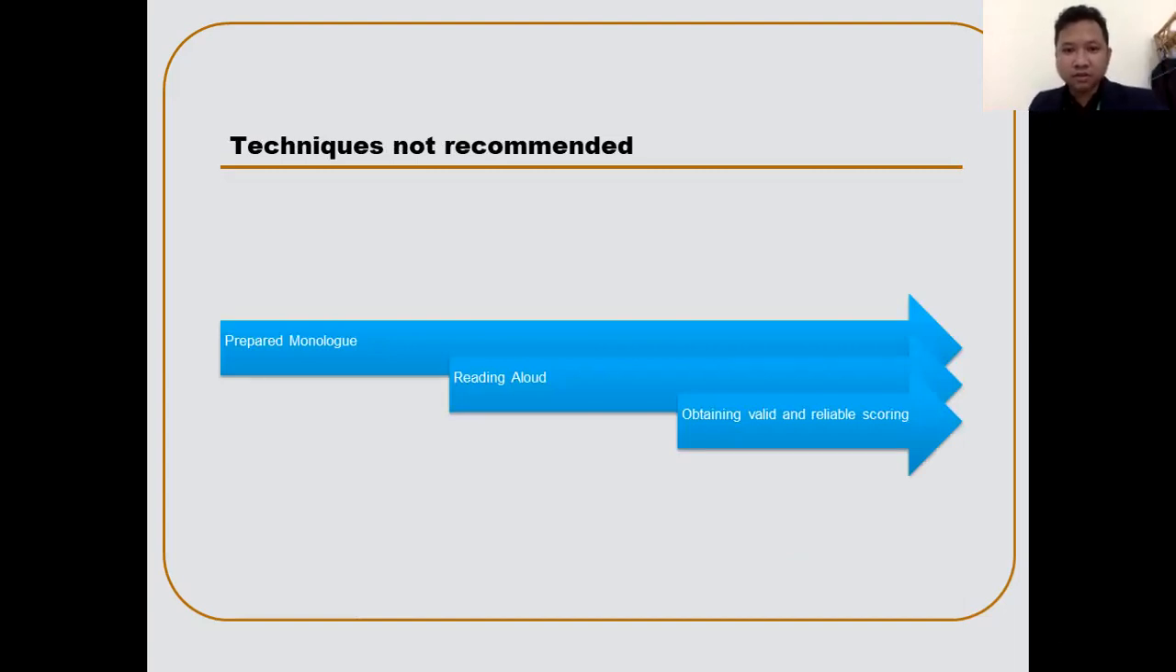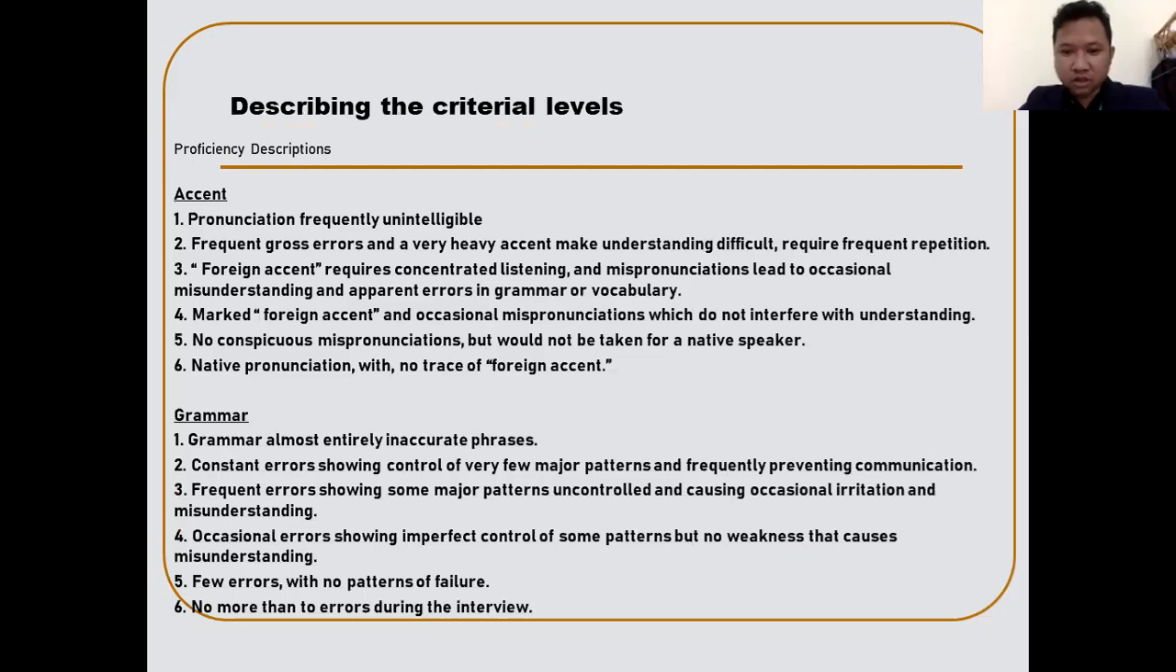The first is prepare a monologue. Second is reading aloud. And the last is obtaining valid and reliable scoring. Okay, describing the criteria levels.